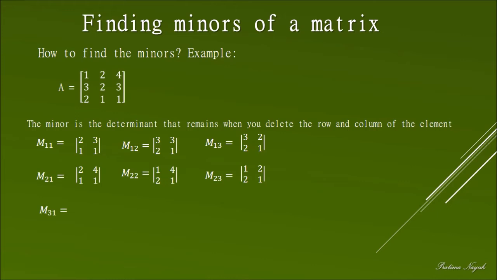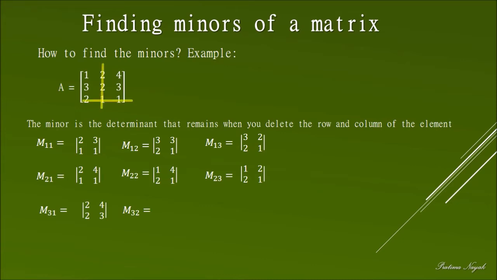M31. Row 3 deleted, column 1 deleted. We are getting the determinant 2 4 2 3. Next is M32.